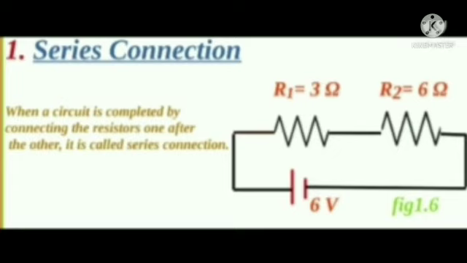In this figure, we can see 2 resistors R1 and R2. They are connected one after the other, so it is a series connection. So we can calculate the effective resistance of this: R is equal to R1 plus R2, that is 3 ohm plus 6 ohm equal to 9 ohm. So the effective resistance of this circuit is 9 ohm.